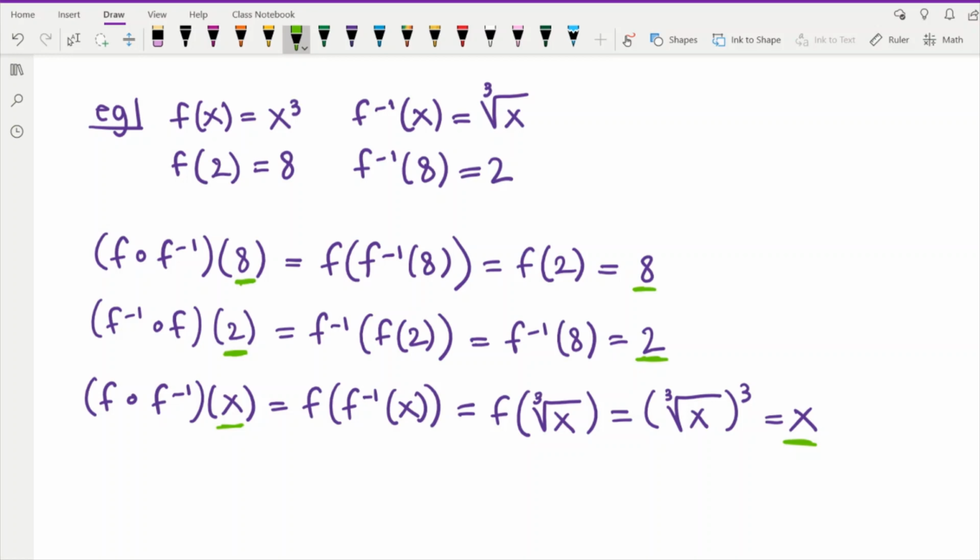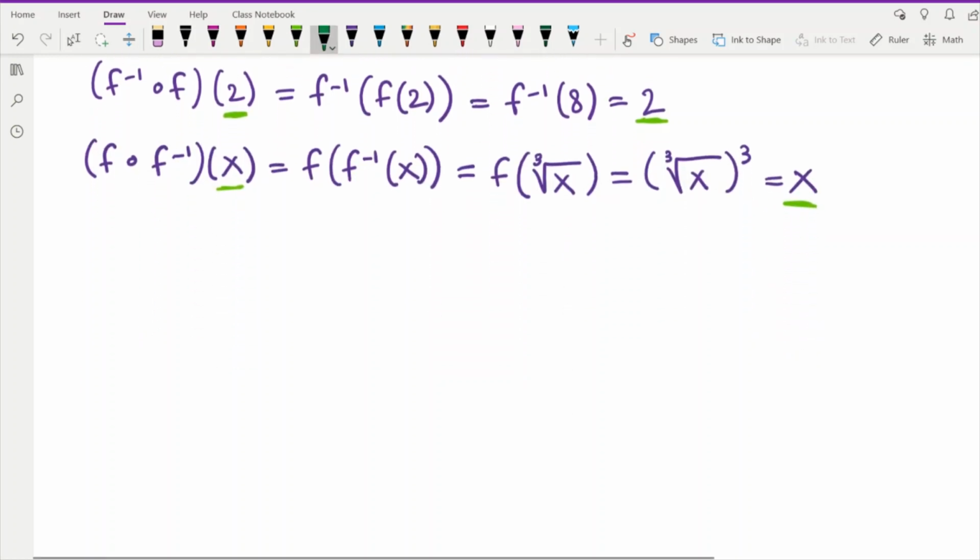And that happens regardless of whether you're plugging in a number or if you're just doing this with a formula. Just for the sake of time, I'm not going to do it the other way, but I would encourage you to try f inverse of f of x. You'd get the same thing. So let's do one more example that is a little bit more interesting.